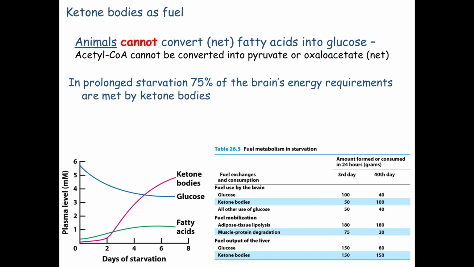And the chart on the right illustrates the source of fuel for certain cells and tissues. So fuel used by the brain on your 3rd day of starvation is still mostly glucose, about 100 grams of glucose a day, and only about 50 grams of ketone bodies. And by day 40 of starvation, assuming you have a water source, right, because you will not make it 40 days without water, but without food, you possibly could survive 40 days. Your brain is consuming mostly ketone bodies as opposed to glucose at that point.